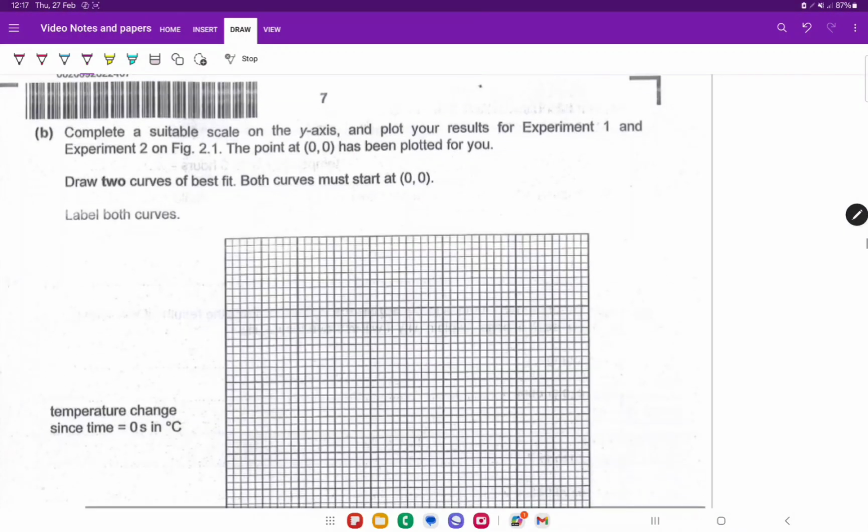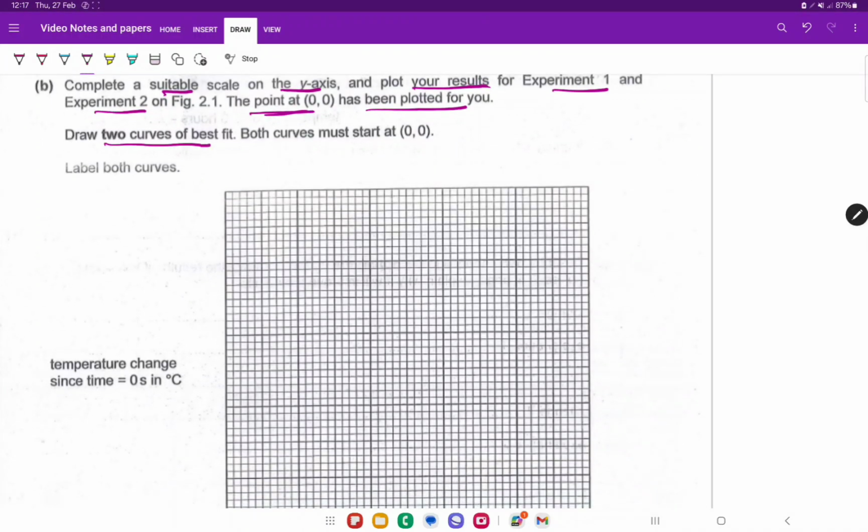Now the B part is: complete a suitable scale on the y-axis and plot your results of experiment 1 and 2. The point 0, 0 has been plotted for you. Draw two curves of best fit.